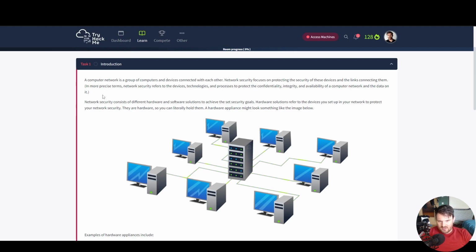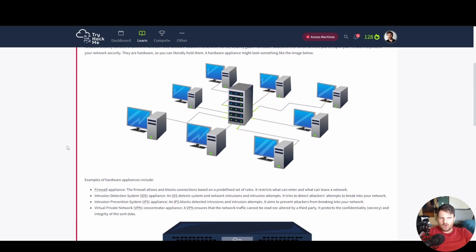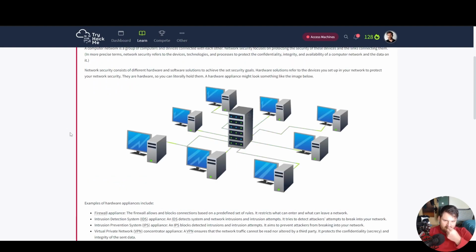In more precise terms, network security refers to the devices, technologies, and processes to protect the confidentiality, integrity, and availability of a computer network and the data on it. Network security consists of different hardware and software solutions to achieve the set security goals.